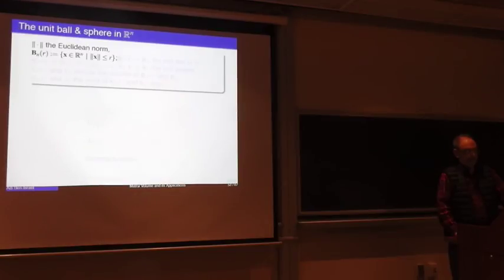I want to show you now some results that, at first sight, look weird. They concern the unit ball and sphere in Rn.